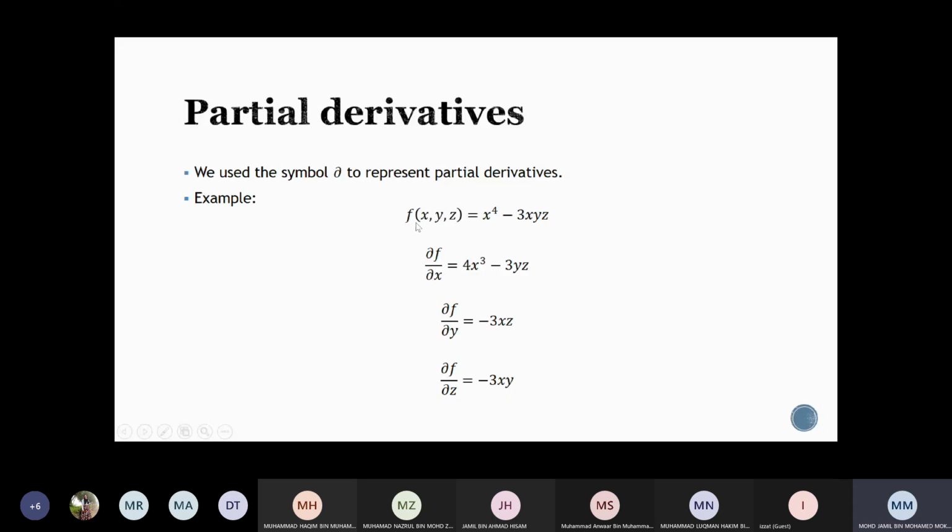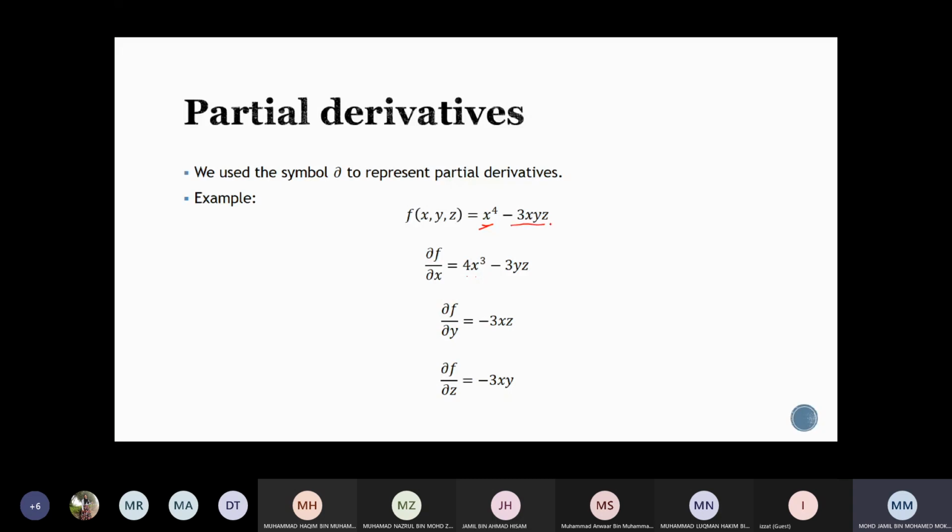So let's say you have the function f of x, y, and z equals x to the power of 4 minus 3xyz. You want to find del f del x, meaning you want to find f prime of x. So you differentiate x only and treat the other variables as constant. Looking at the first term, x to the power of 4, differentiate this and you get 4x cubed.